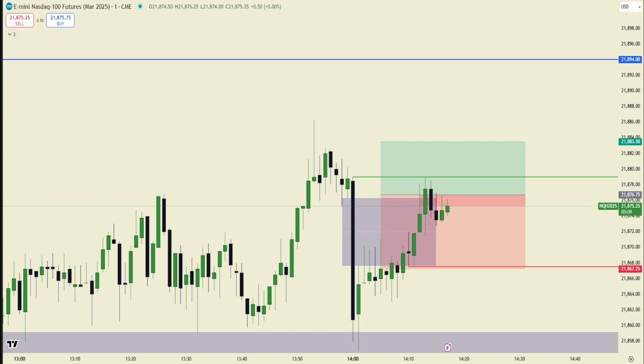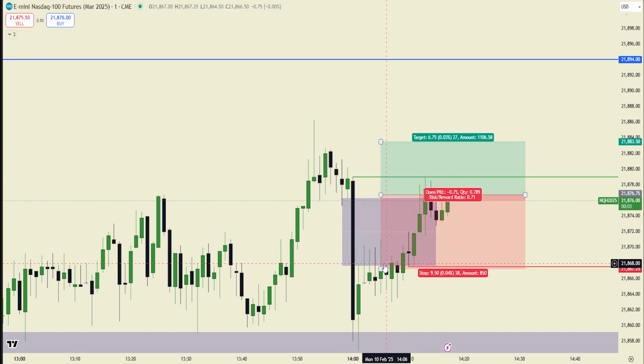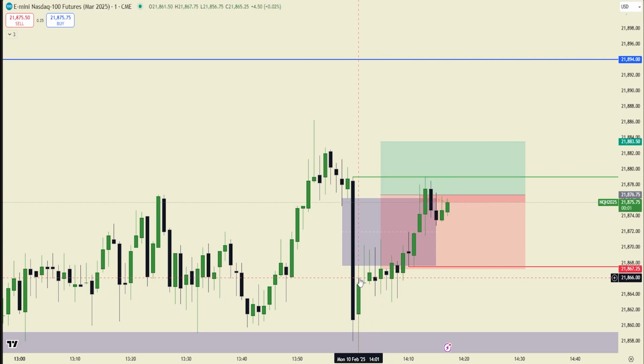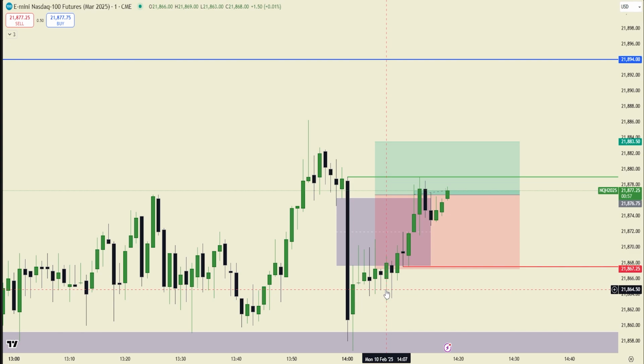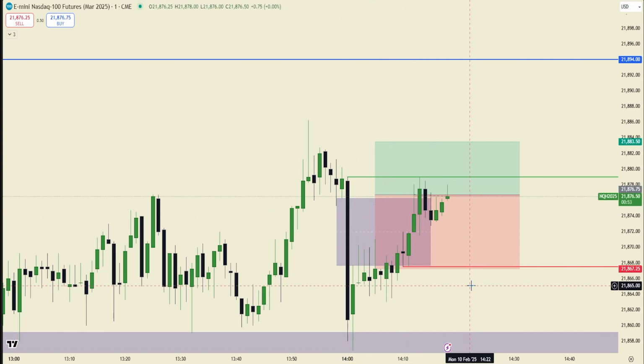I think longs are going to work, but it's moving at a snail's pace, right? There's no momentum. It took us, let's see how many candles, 1, 2, 3, 4, 5, 6, 7, 8, 9, 10, 11, 12, 13 candles to inverse this 1 minute gap. That's too many. That's less than 1 point per minute.